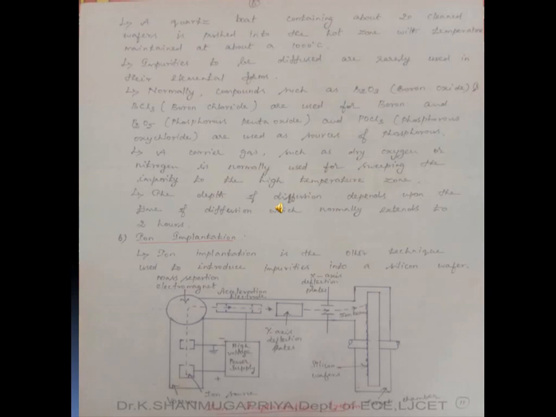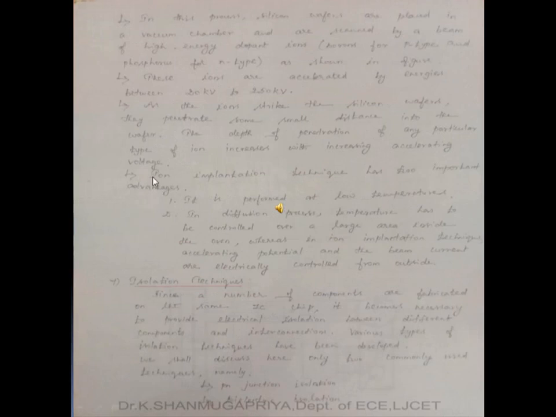The next step is ion implantation. It is another technique which is used to introduce impurities into a silicon wafer. The figure shows the full setup of the ion implantation process. In this process, silicon wafers are placed in a vacuum chamber and are scanned by a high energy dopant beam, that is boron for p-type and phosphorus for n-type.